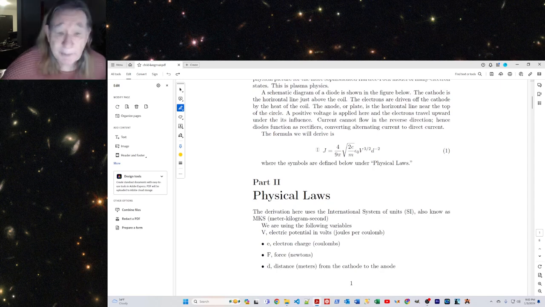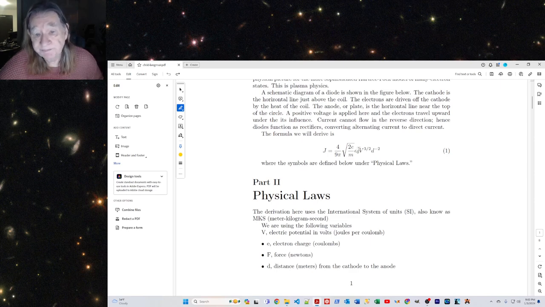This is the formula we're going to derive. It's a Child-Langmuir formula. J is the current, E is the charge on the electron, M is the mass of the electron. Epsilon naught is a constant that appears in the equations to make the units come out right. V is the voltage on the anode. D is the distance from the cathode to the anode. So as you can see, the current goes as the voltage to the 1.5 power. That is the voltage times the square root of the voltage.